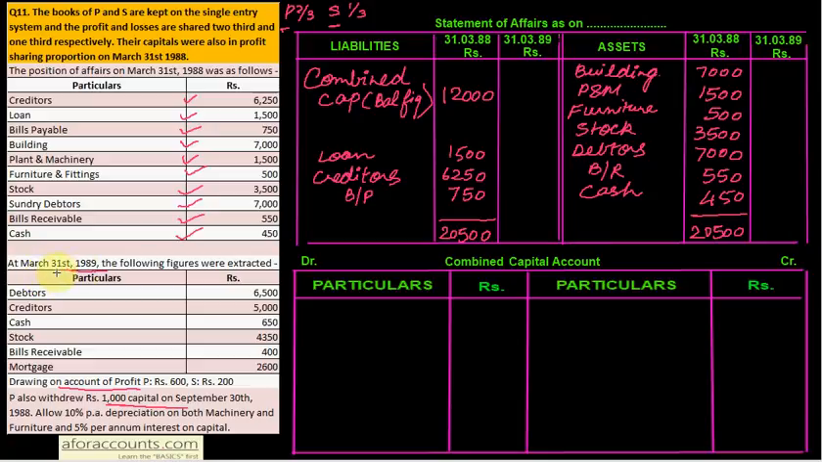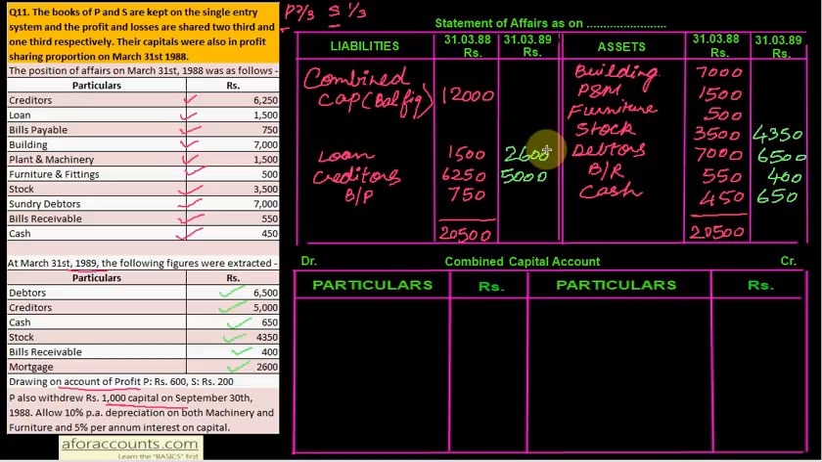Now going further, 31st March 1989 is given, this will go into the closing statement of affairs. Debtors 6,500, so write debtors 6,500 and tick debtors. Creditors 5,000. Cash 650. Then stock 4350. Bills receivable 400. Mortgage and loan which has to be repaid, 2,600. It is your liability. 2,600 is your mortgage.